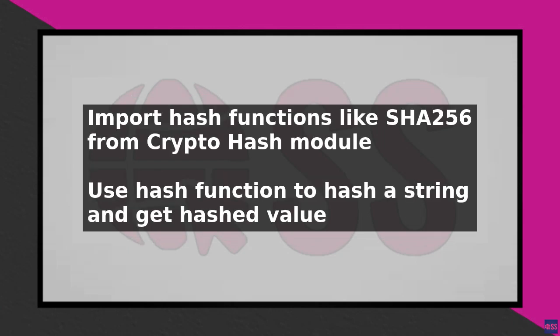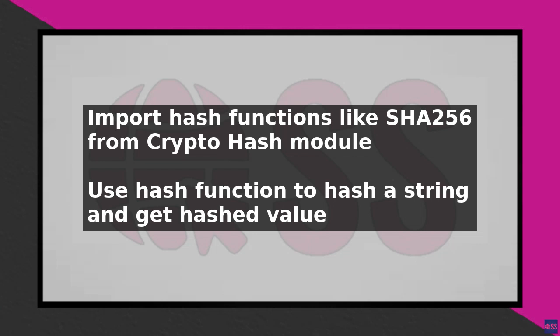The new method creates a new hash object, and the encode method is used to convert the string to bytes. Then you can get the hashed value by using the hexdigest method. For example, you can use the code hashed_data equals h.hexdigest() to get the hashed value as a hexadecimal string.